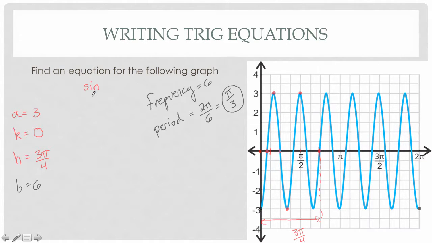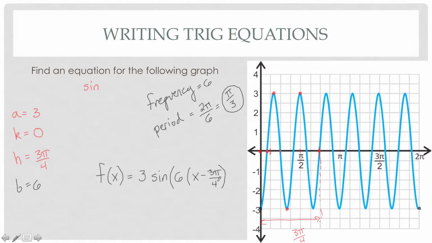So how do we put all this together in our sine function now? So f of x equals our amplitude of 3. It's a sine function. We've had a frequency of 6, so I've got to multiply it by 6, so it happens 6 times more often. But we also have a phase shift, so we shifted it to the right, 3 pi over 4. So we have x minus 3 pi over 4.